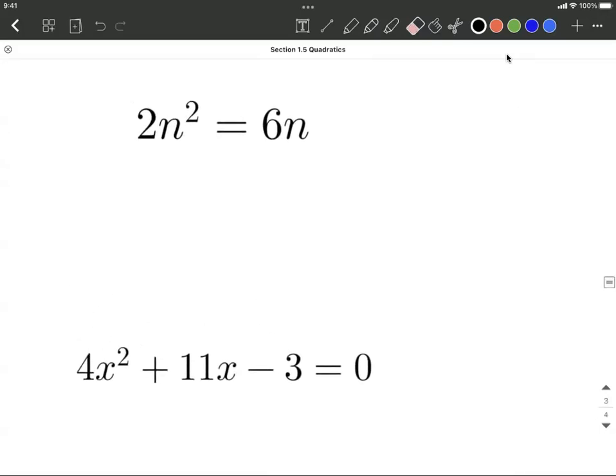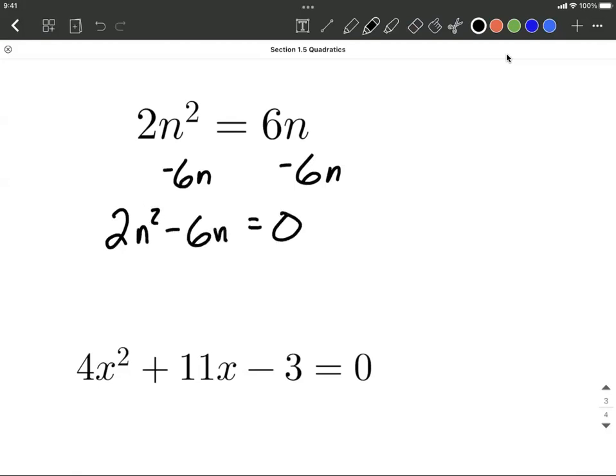So whenever you're thinking about factoring, the first thing you always want to do is get everything on one side and 0 on the other side. So to accomplish this on this first one, I'm going to subtract 6n from both sides. So that'll give us 2n squared minus 6n equals 0. We can't combine those two terms together because they're not like terms. They aren't both raised to the same exponent.